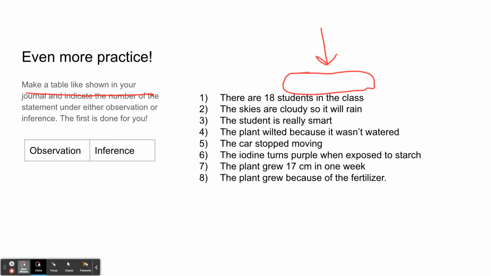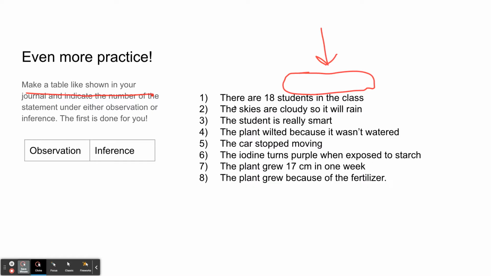And then finally, the last kind of practice is identifying whether it is an observation or an inference. So in your journal, I would like you to make this table. So you're going to make a table that says observation or inference. And then I have 8 statements. All you have to do is put the number. You don't necessarily have to put the whole statement.